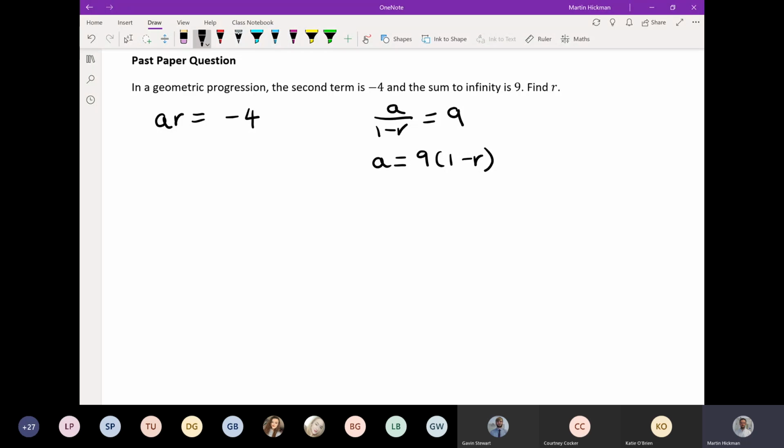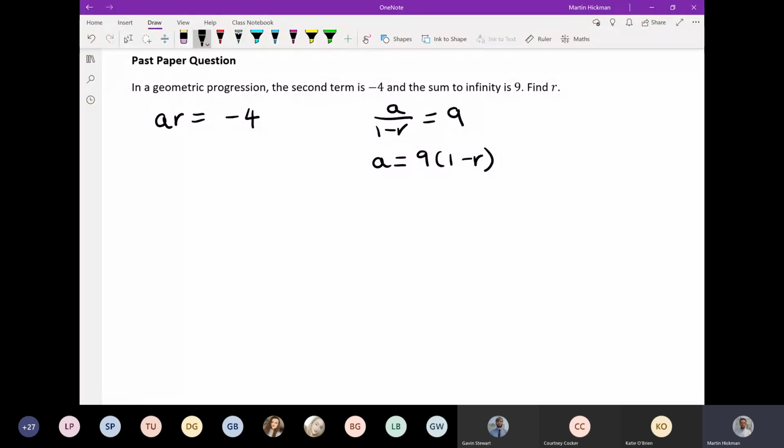You could also rearrange the first equation for A and sub that in. You could rearrange the first equation for R and sub that in. That might be a little bit trickier because you end up with a fraction on your denominator. But whichever way you do it, you need to solve these simultaneously. So just do this by substitution.